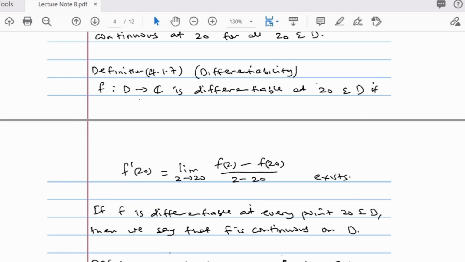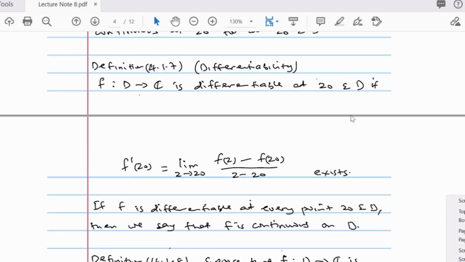Now, f is differentiable on the whole of the domain if it is differentiable at all points in the domain.